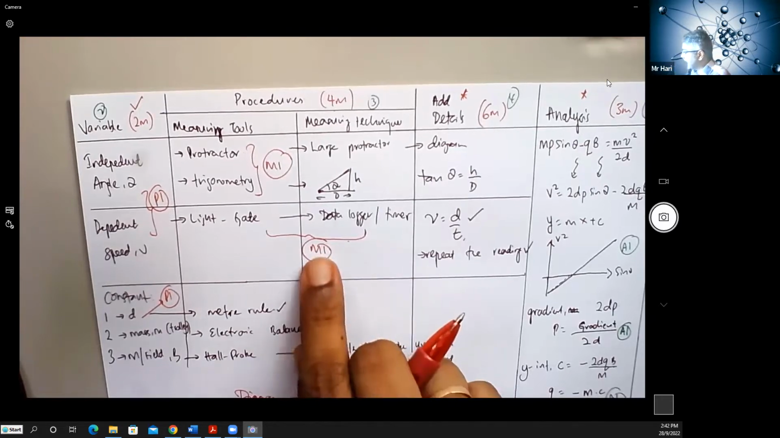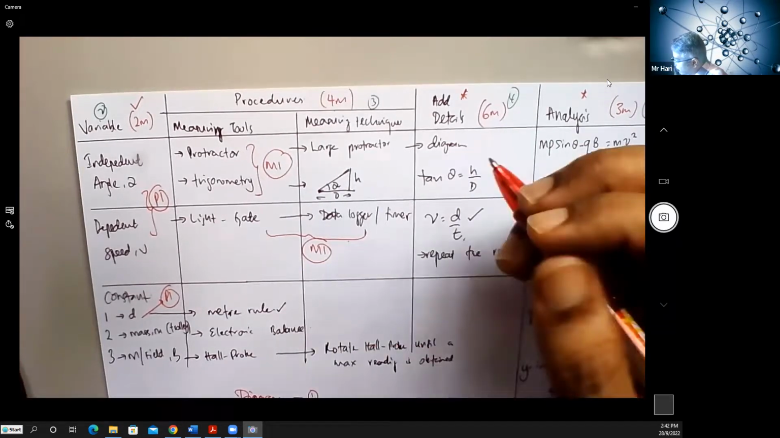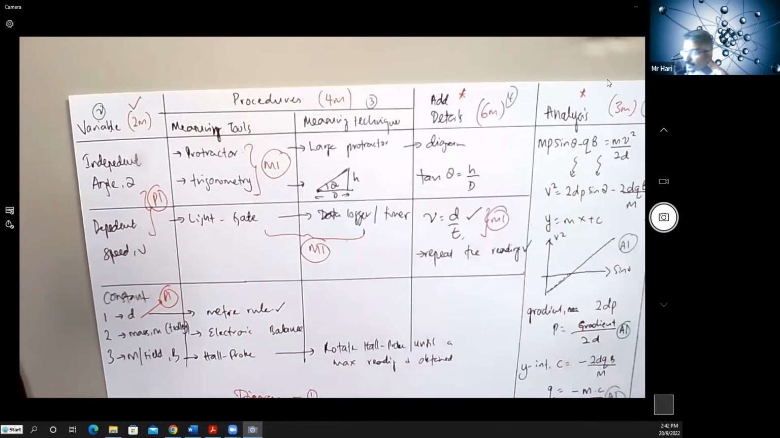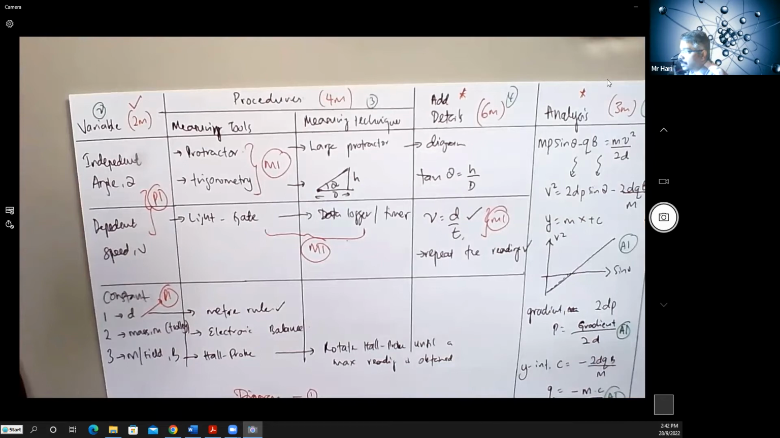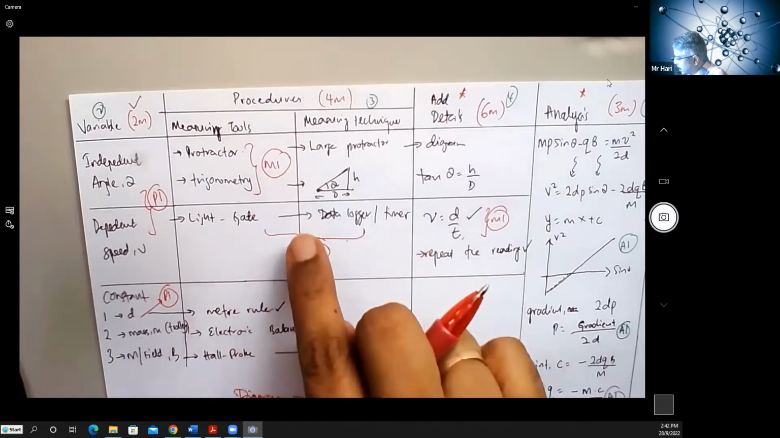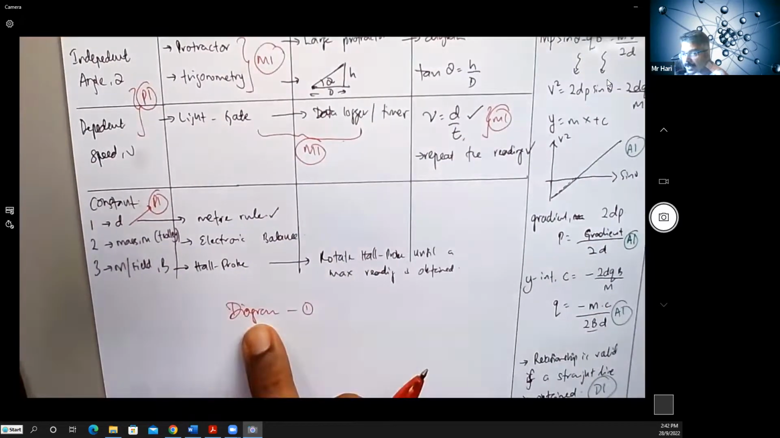Okay, that must be mentioned. And then the formula that is used, M1, must be mentioned as well. How do you find out the speed? Okay, so this carries mark. So 1, 2, 3, and then the diagram carries 1 mark.